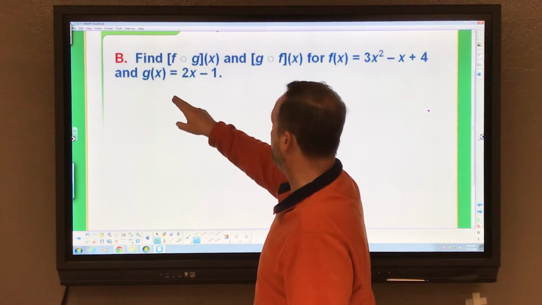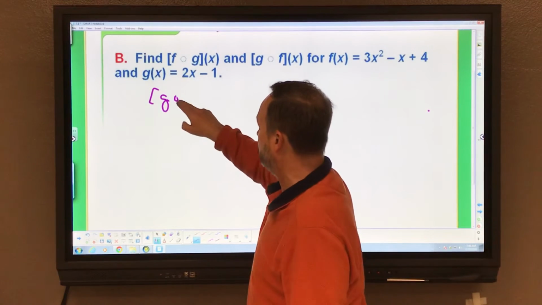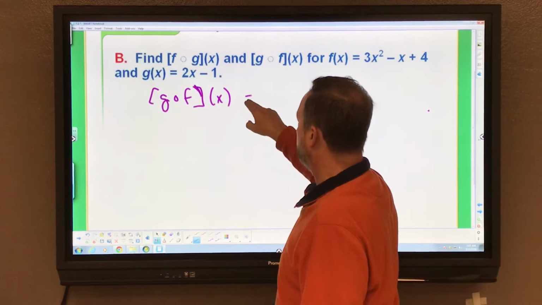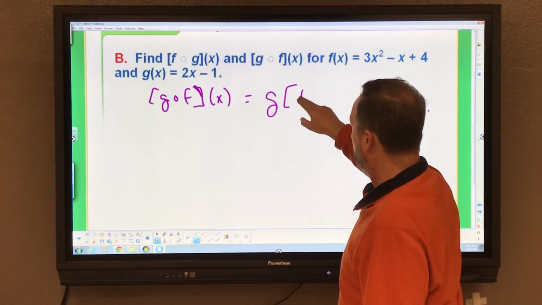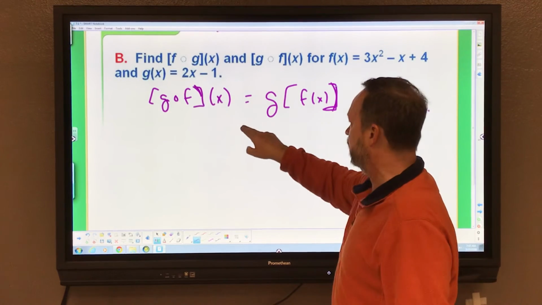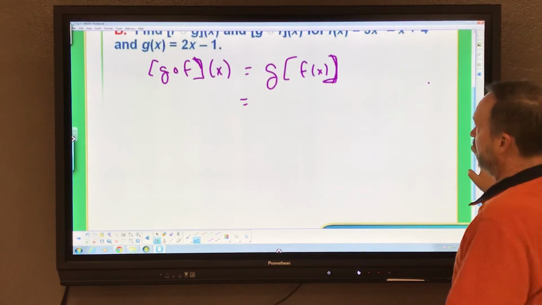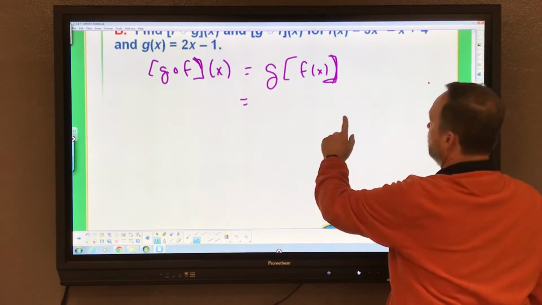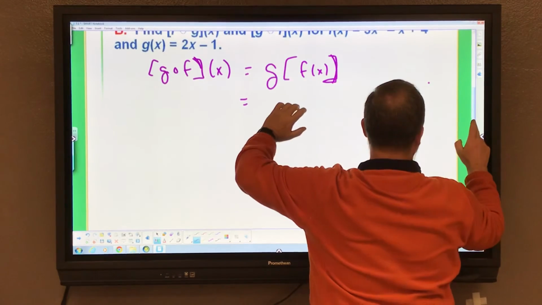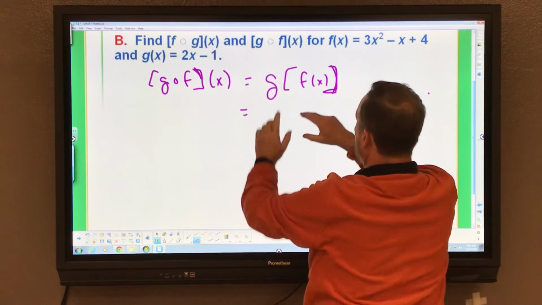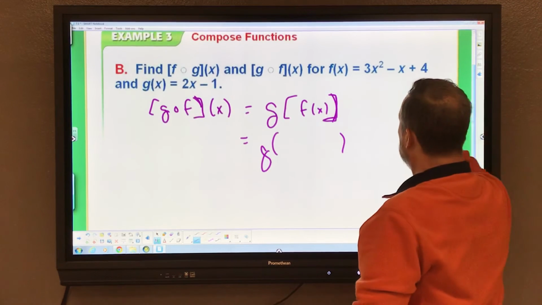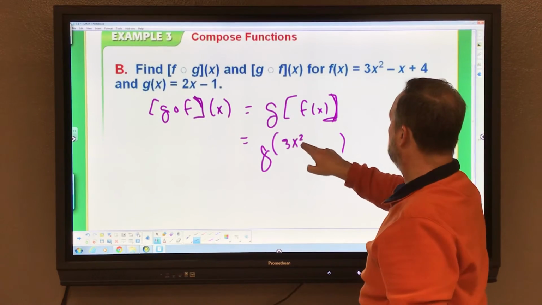So GOF is G composition F of X, which is equal to G of F of X. Like we saw in the last problem, we keep the order of the letters, G, F, X. It's just that now when I'm looking at order of operations, I want to do what's inside the parentheses first. And inside the parentheses is F of X. So I'm going to be doing G of this trinomial.